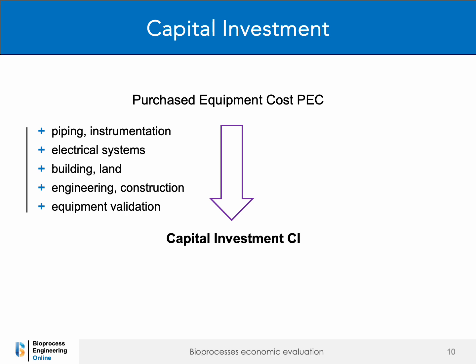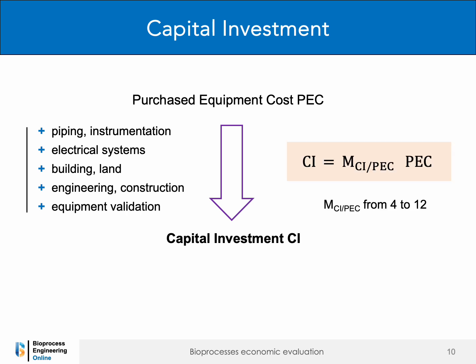The fourth step involves evaluating the initial capital investment. This is calculated by adding to the purchased equipment cost additional expenses for equipment installation and operational setup. Capital investment encompasses costs for piping, instrumentation, electrical systems, buildings, land, engineering, and construction. It also includes expenses for equipment testing to validate the industrial plant.